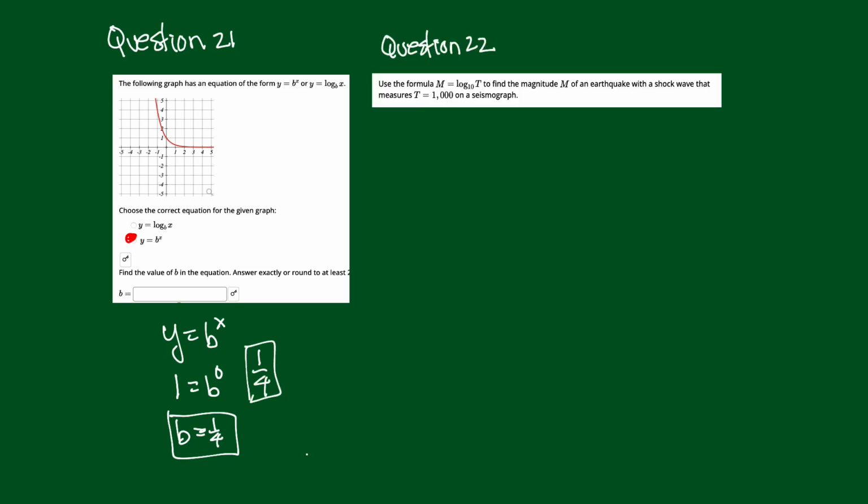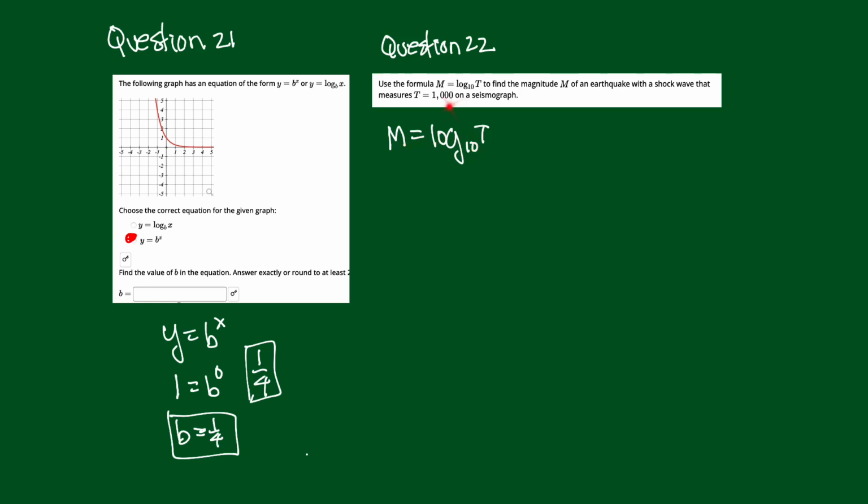22. We're going to use this formula here, M equals log base 10 of t, to find the magnitude. So m is the magnitude of an earthquake that has a shock wave of this size here, t. So this is the size of the shock wave. This is the magnitude of the earthquake. So let's put the numbers that we know in here. So I'll just rewrite the equation. M equals log base 10 of t.